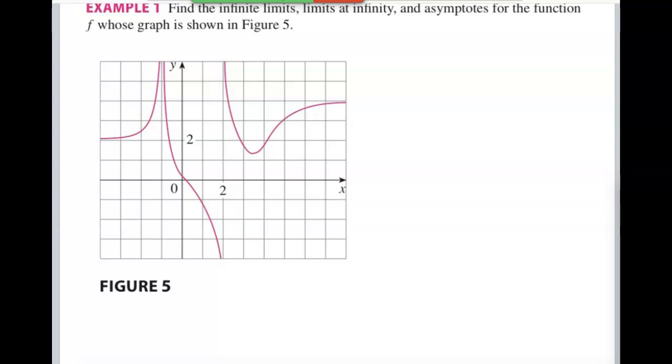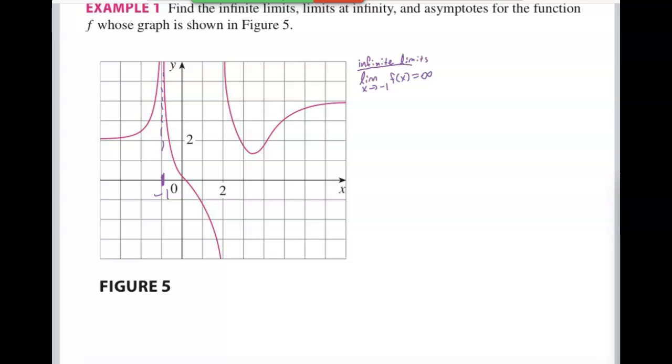So for example, here, that's -1. We can definitely say, so this is going to be our infinite limits. The limit as x approaches -1 of this function is positive infinity. And I can say the overall limit because on both sides the y values are going up towards positive infinity.